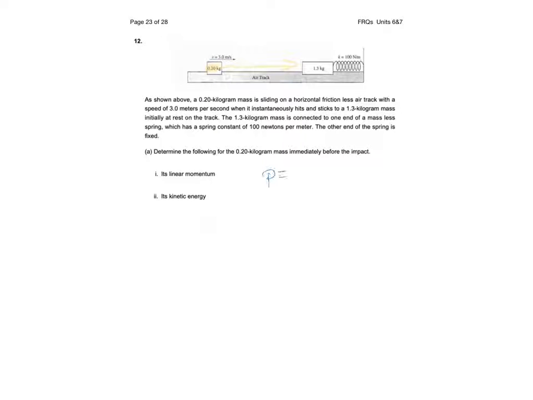So our linear momentum in this case, p equals mv, we have a mass of 0.2, a velocity of 3, and that gives us a momentum of 0.6 kilogram meters per second. So that's the first part, pretty easy.